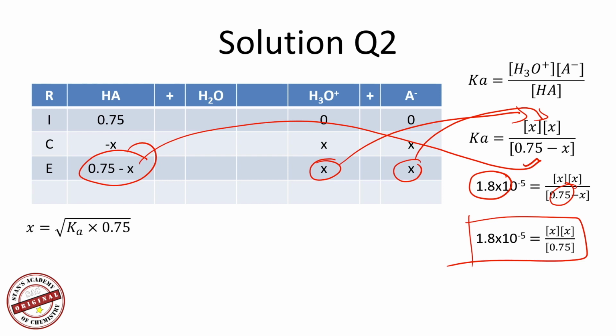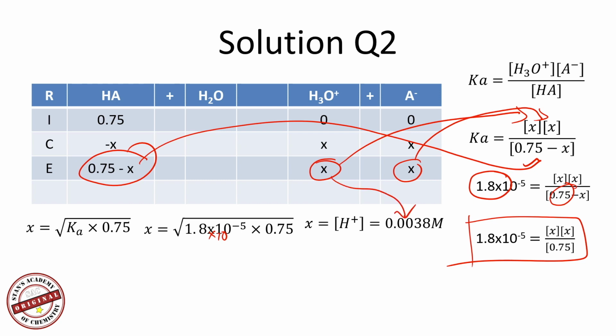X is equal to the root of Ka times 0.75. Ka is 1.8 times 10 to the power of negative 5. And that will give you X as 0.0038 moles per liter. Now you have a value for X. So here is the value for X. That is the molar concentration. And X represents the hydronium ion concentration, which means we can determine the pH if you have the molar concentration, which we just calculated.